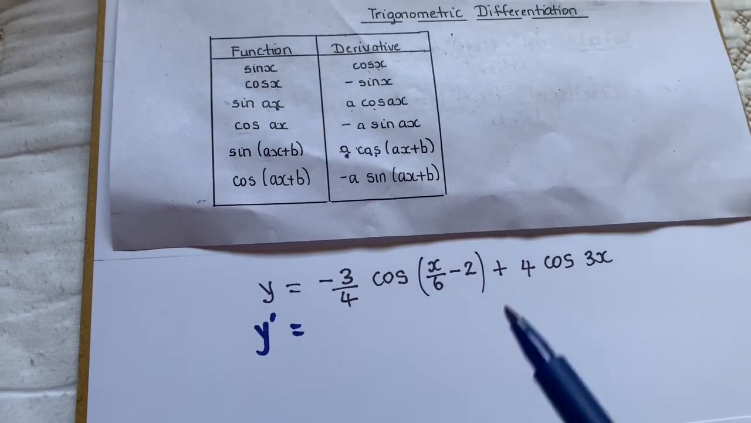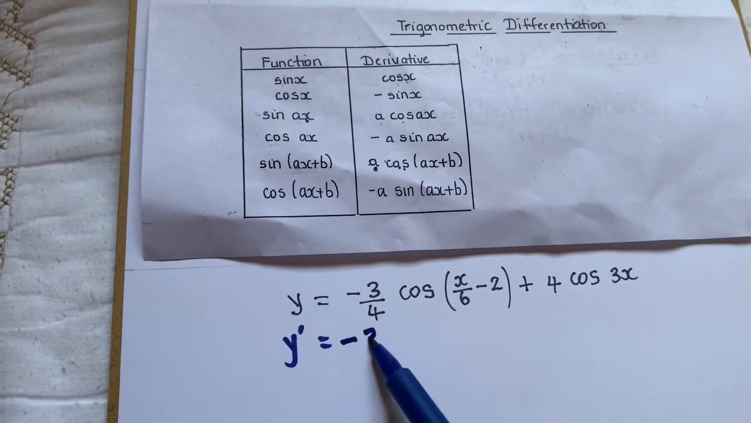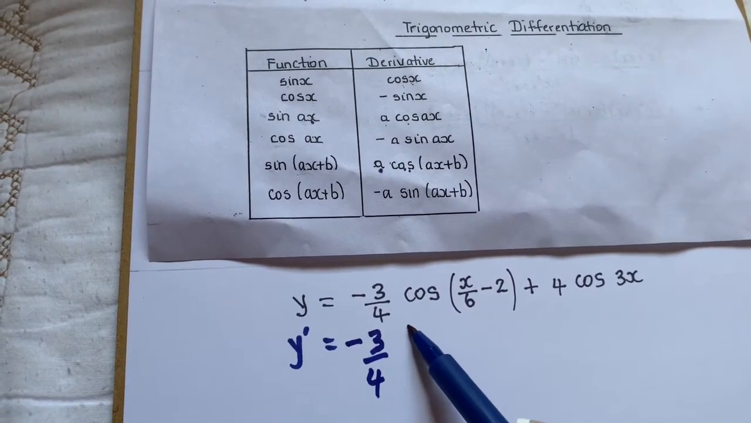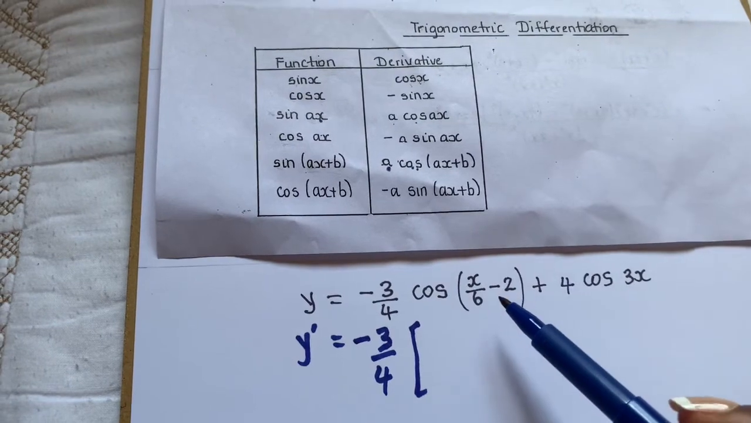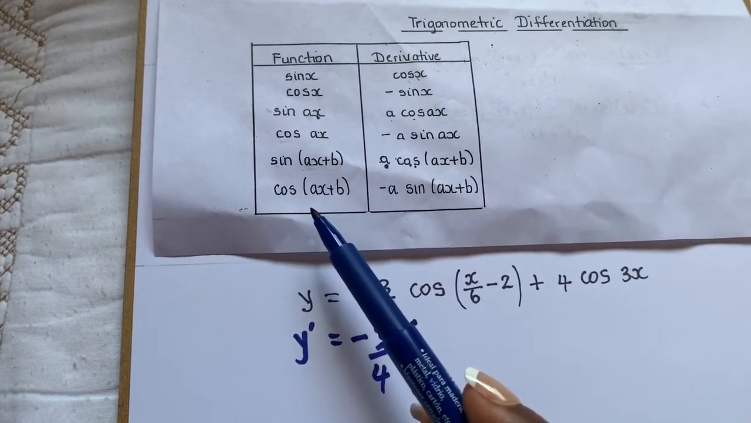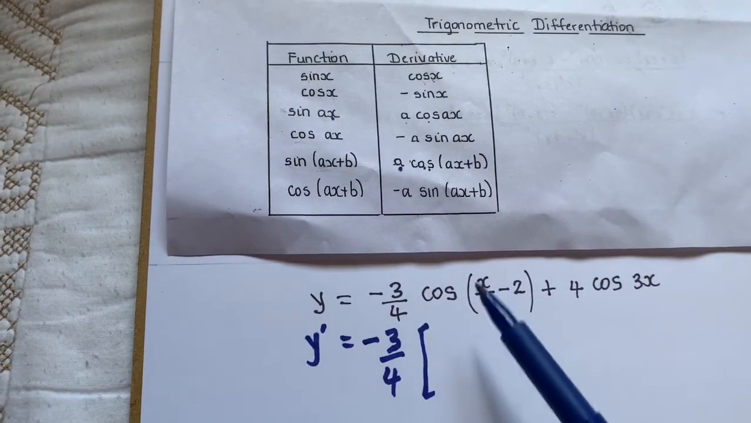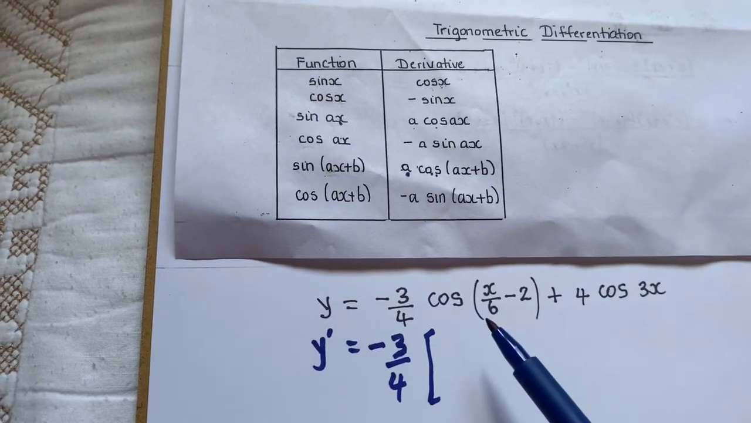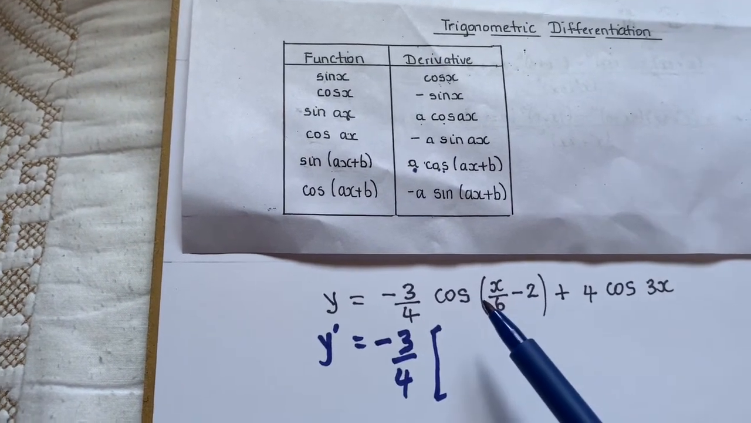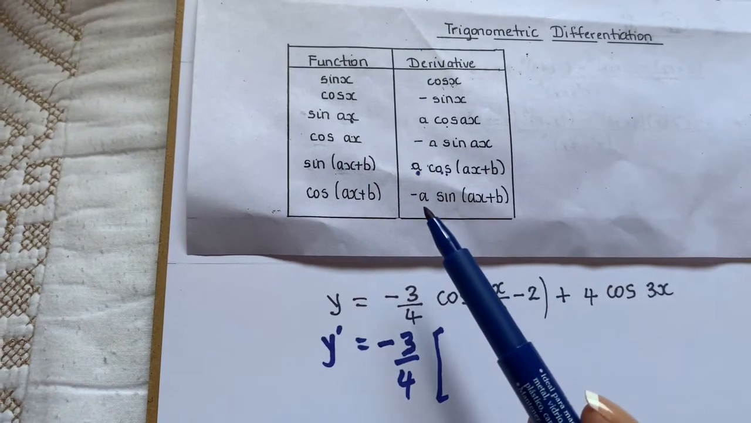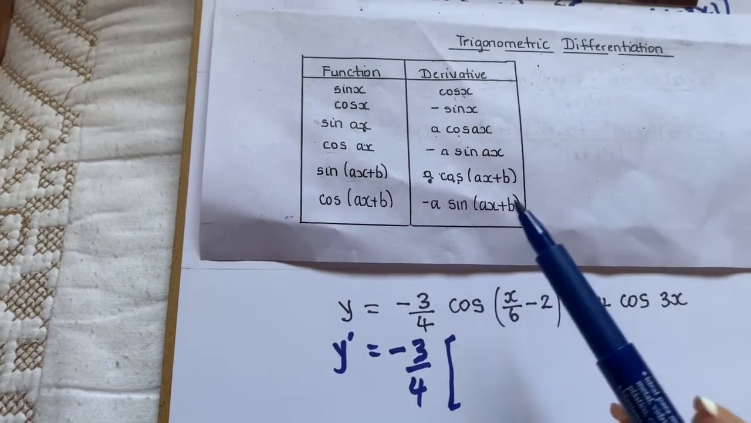For this question, whatever we get when we differentiate here will be multiplied by our negative 3/4. So what will we get? Now, we have cos x over 6 minus 2. The function is in this form. For a, which is the number in front of the x, like we discussed before, it's going to be 1 over 6, because x over 6 is the same as 1 over 6 x. So a is 1 over 6, which makes our answer negative 1 over 6 sine, and you put back what's in bracket.